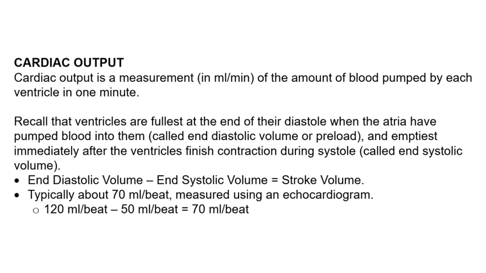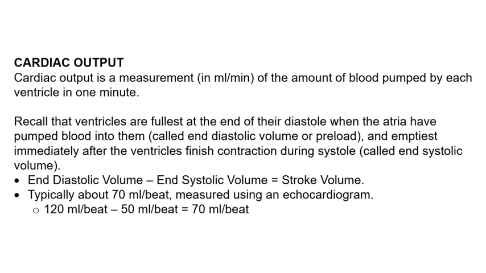Cardiac output is a measurement in milliliters per minute of the amount of blood pumped by each ventricle within that 1 minute time frame. Recall that the ventricles are fullest at the end of their diastole, when the atria have pumped blood into them, which is called the end diastolic volume, or the preload, and they are the emptiest immediately after the ventricles finish contracting during systole, which is called the end systolic volume.